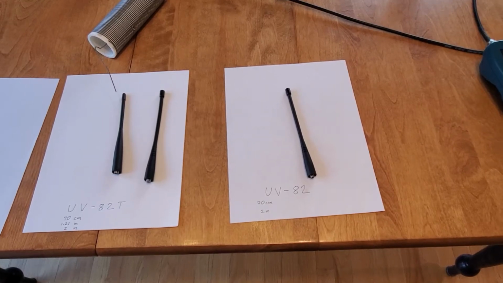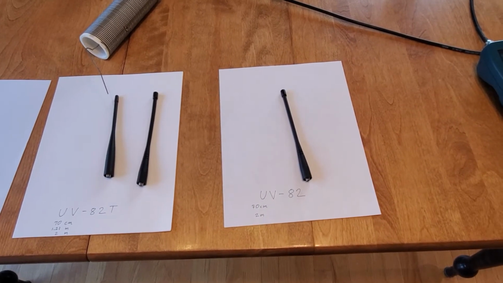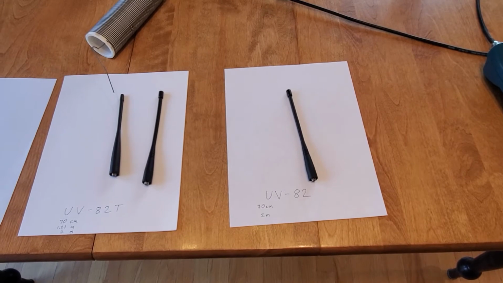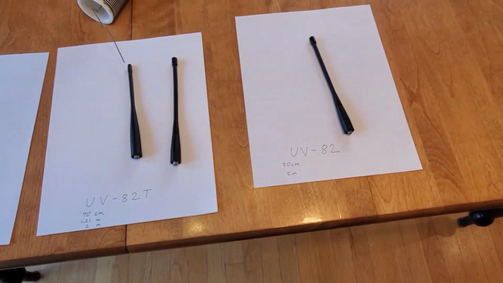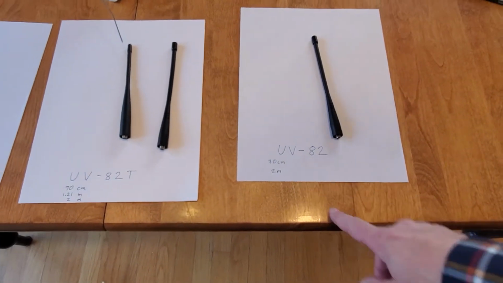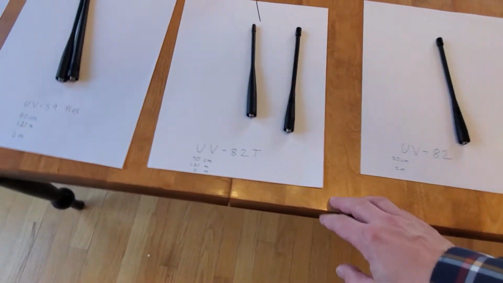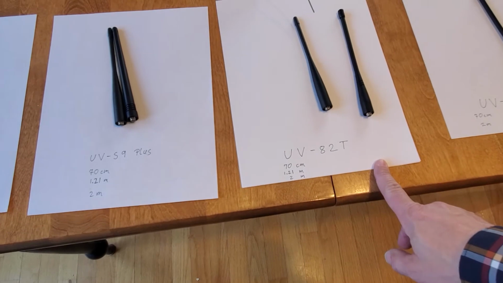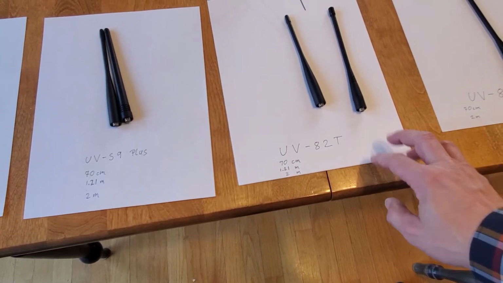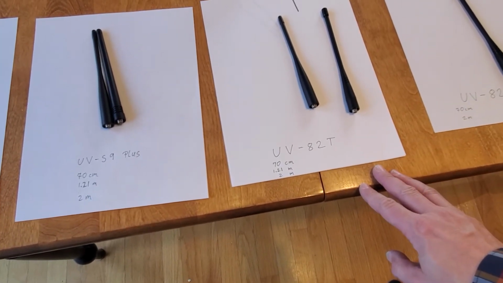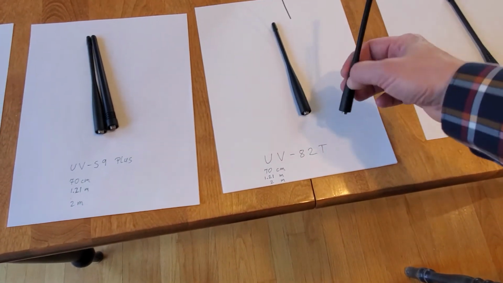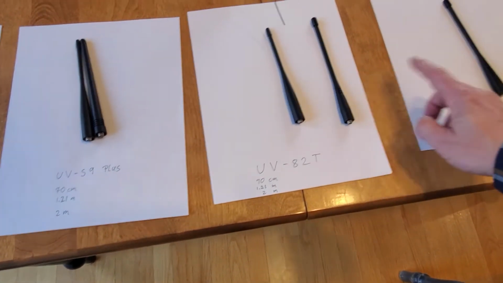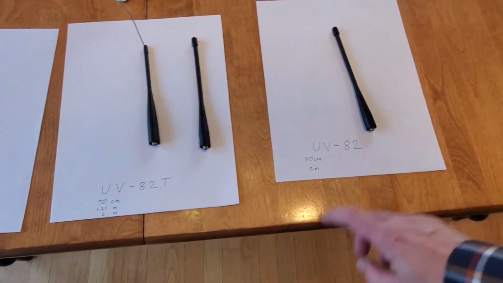Gonna make you a quick and dirty antenna test on the SWRs on these Baofeng antennas. So the first antenna we have is the UV82, which is 70 centimeters and 2 meters. Then we got a UV82T, which is a tri-band radio. So that has 70 centimeters and 2 meters on one antenna. That's this one. That one I think is totally identical to this antenna here.